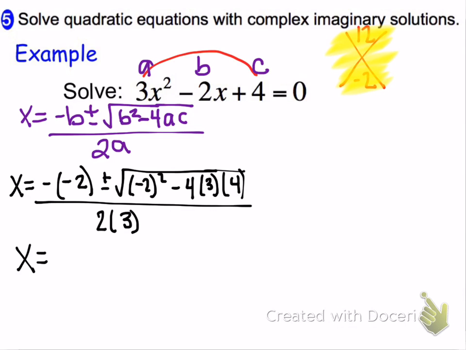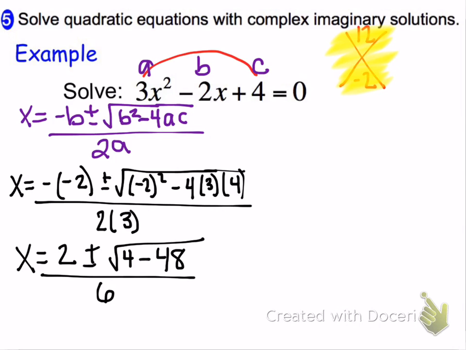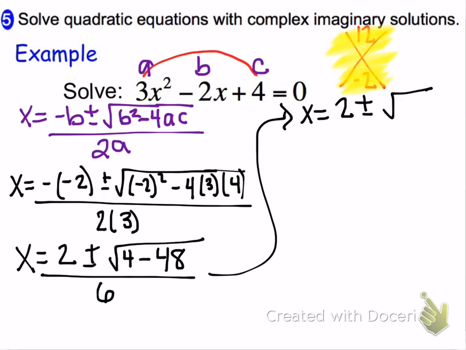Now I'm going to simplify. Opposite of negative 2, positive 2. Negative 2 squared is 4. Minus 4 times 3 is 12. 12 times 4 is 48. All over 6. Going up top, x equals 2 plus or minus the square root of negative 44 divided by 6.